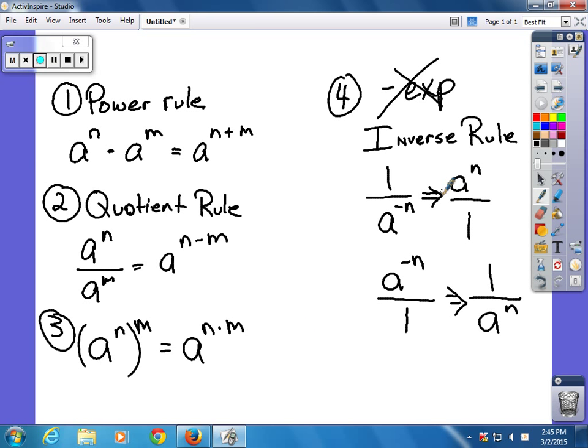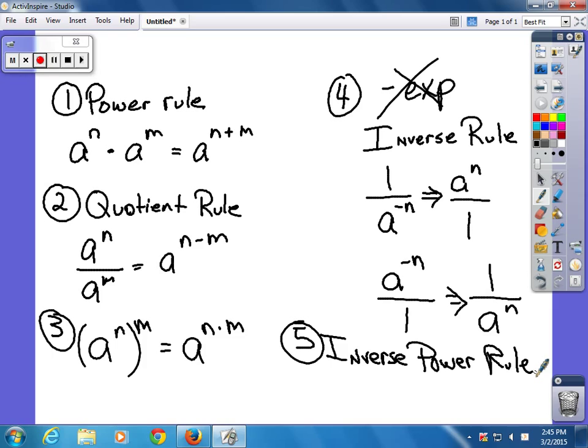And then number 5 is the inverse power rule. The inverse power rule is somewhat different from the inverse rule because it has the parentheses. So I can have a to the n over a to the m raised to the negative w power, and I'm focusing on that negative w. If I flip what's on the inside of the parentheses, the w becomes positive.